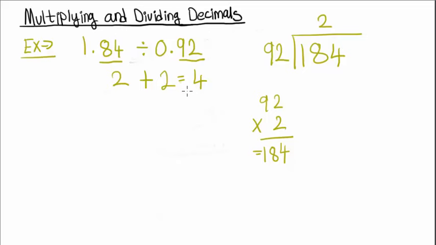Now what happens to the number of numbers after the decimal point, which is 4? Well, I can technically write the number 2 with 4 zeros after the decimal point. So I have 2.0000 as my final answer. So 1.84 divided by 0.92 is equal to 2.0000, or more commonly, just 2.